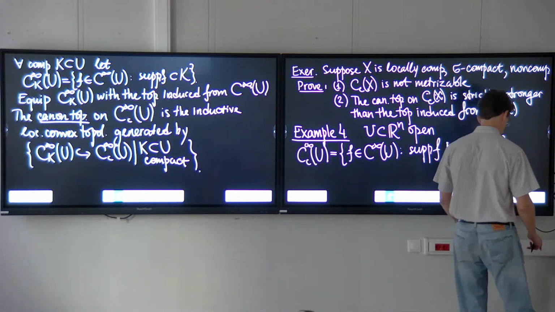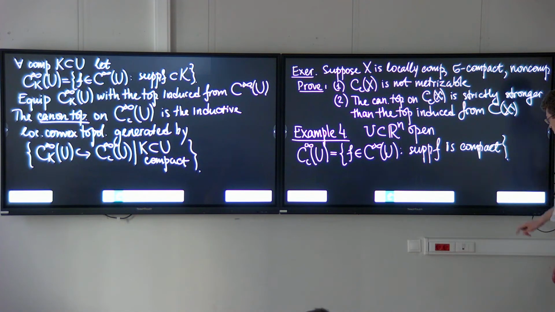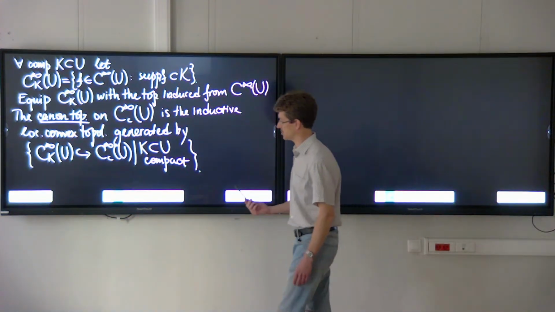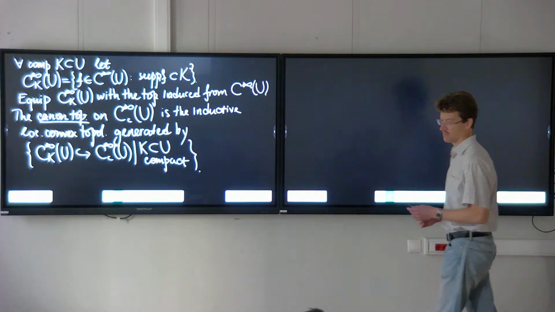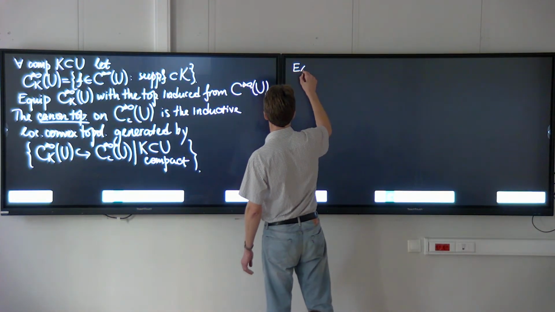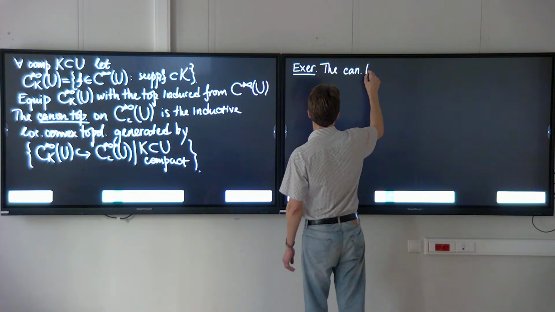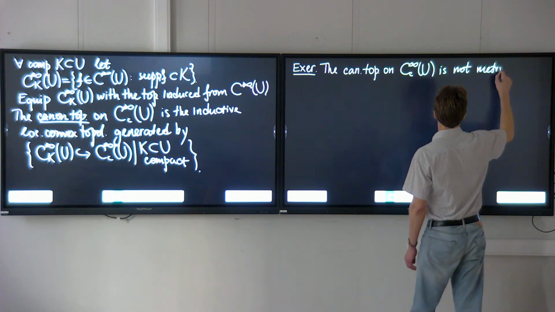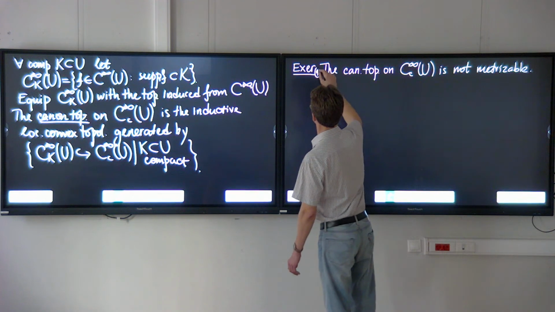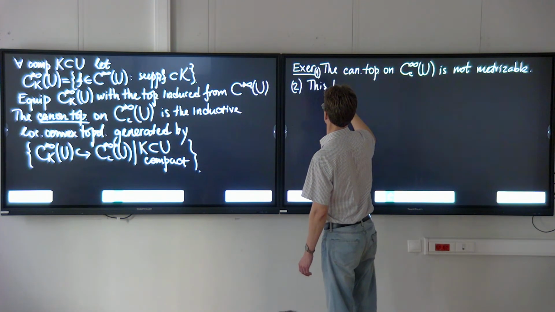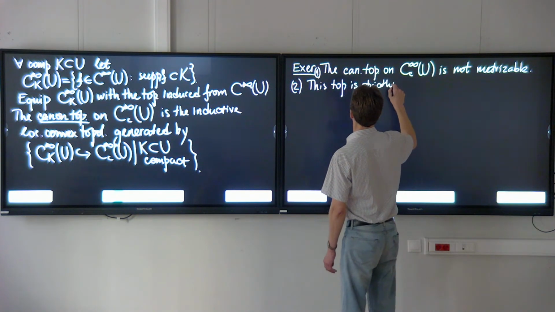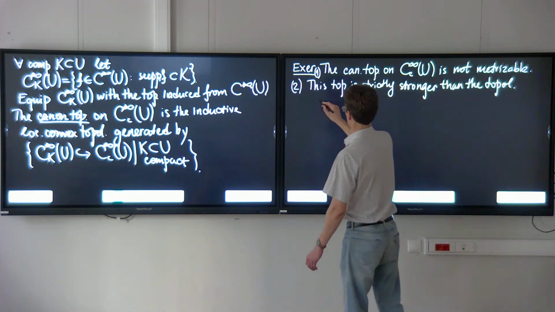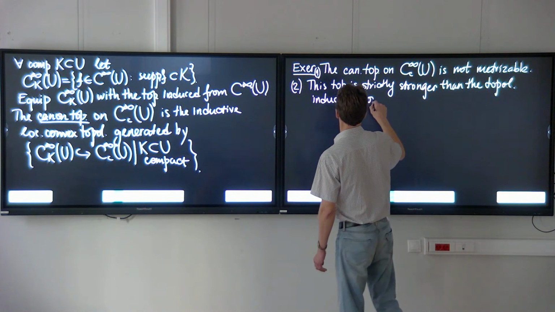Again, the situation here is similar to the space of continuous compactly supported functions. Since the topology on C_K^∞(U) is the topology induced from C^∞(U), one might conjecture that the same is true for the space of all smooth compactly supported functions. But this is not the case. Again, the useful exercise is to show that the canonical topology on the space is not metrizable. And this implies that this topology is strictly stronger than the topology induced from C^∞(U).